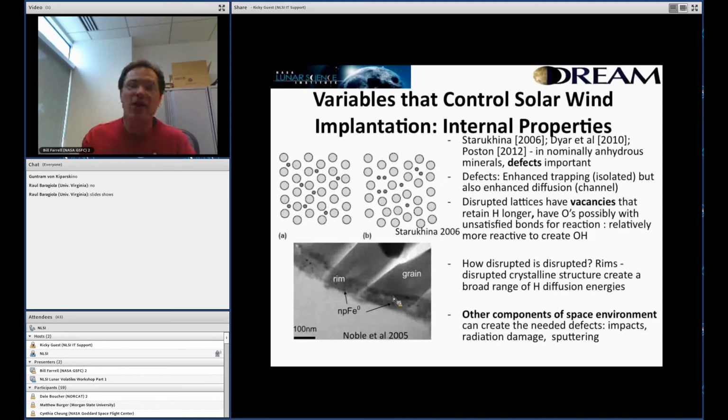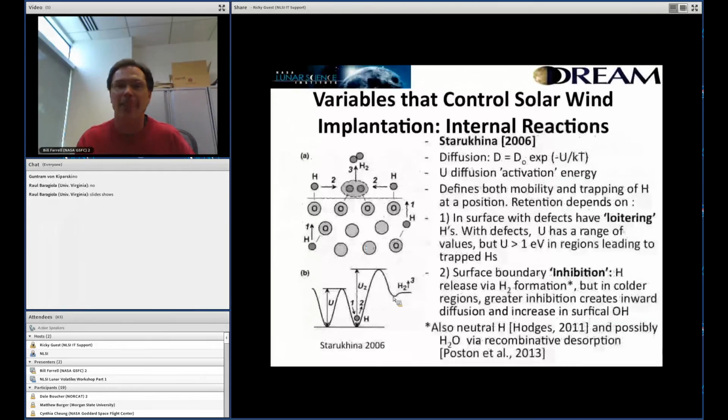And we have samples. We know that this surface is disrupted, and I include a picture here of these amorphous rims. You can imagine their crystal lattices have just all been destroyed in those rims. So the moon's material has internal properties that would produce these sorts of defects. Also, when we think about this, we're bringing in other elements of the space environment as controlling variables. Things like impacts, radiation damage, and sputtering are all now part of the story of H retention. Next slide.